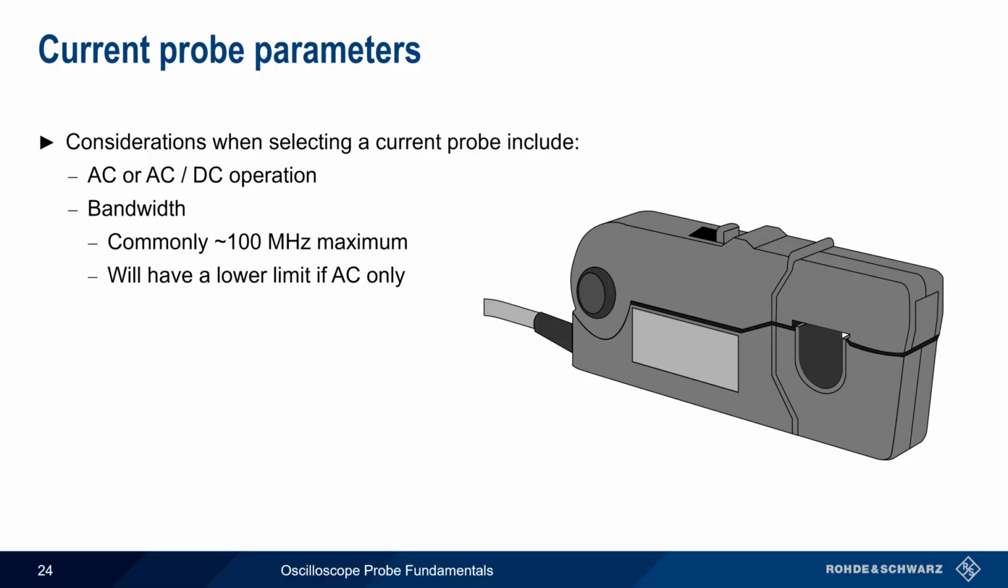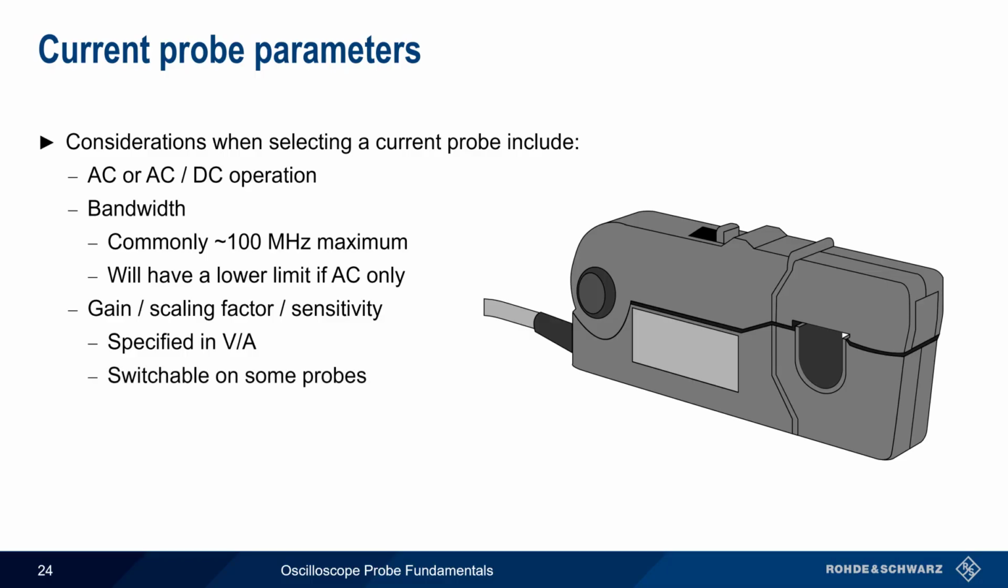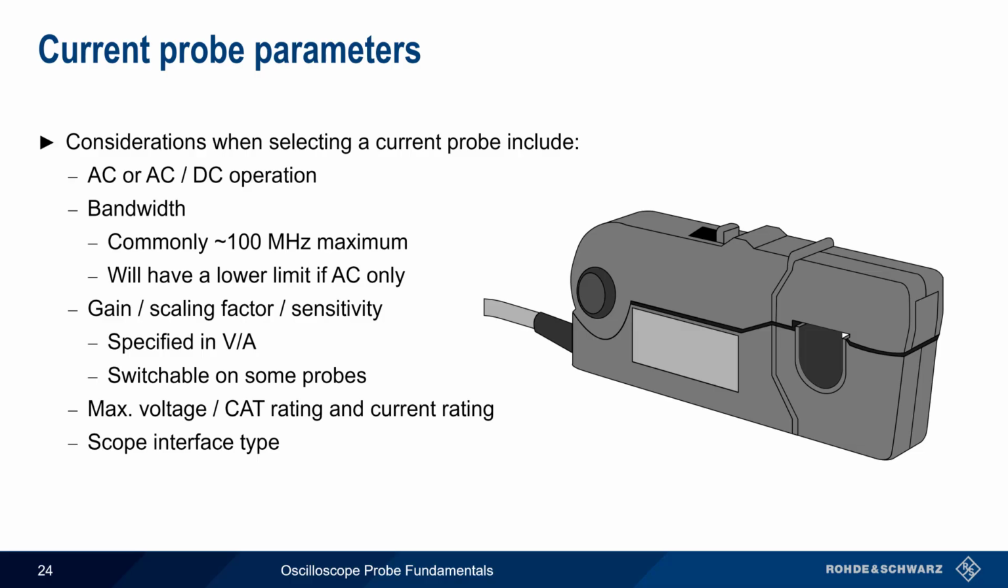Since current probes produce a voltage that's proportional to the measured current, the gain, sensitivity, or scaling factor of the probe is also important. This is specified in volts per amp, that is, how many volts are produced per ampere of measured current. Some current probes also come with a physical switch that allows this scaling to be changed. The maximum voltage and current and the CAT rating of the probe limit the maximum measurement value, and these can also be important for safety considerations. And finally, current probes also differ in the way that they connect to the scope. Let's look at this in a bit more detail.